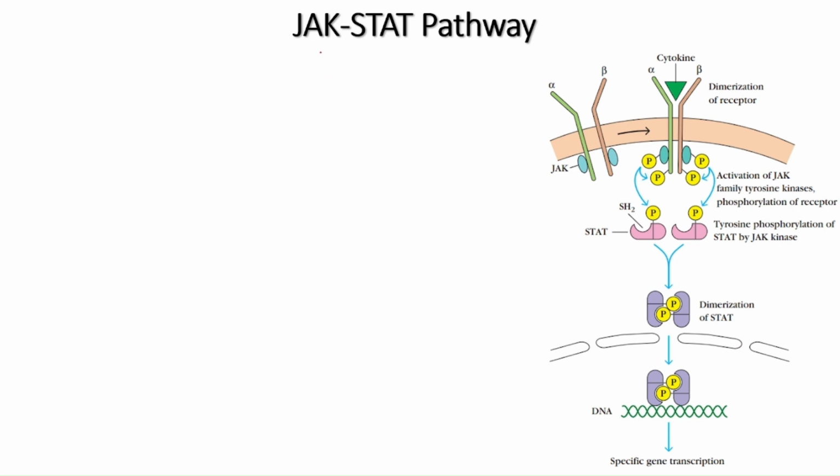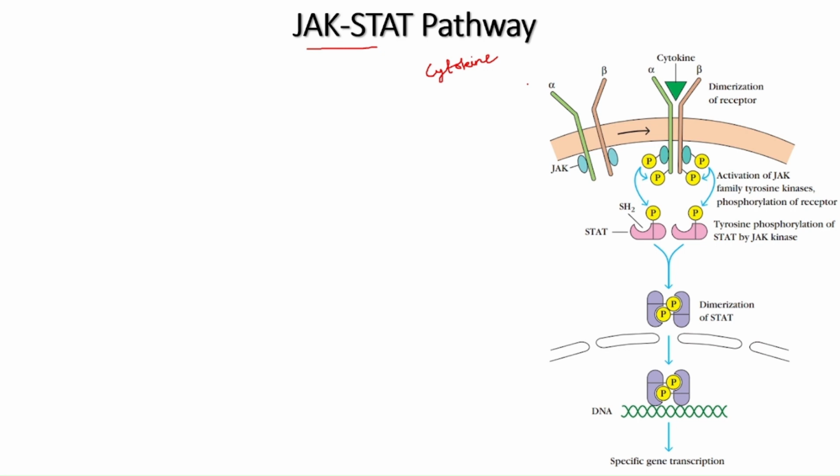So today we are going to discuss one of the most important cell signaling pathways, the JAK STAT pathway. Now this type of pathway you will study both in cell signaling as well as in immunology, because this is one of the most important pathways for cytokine signaling. So one type of cytokine signaling happens by this type of pathway, which is the JAK STAT pathway.